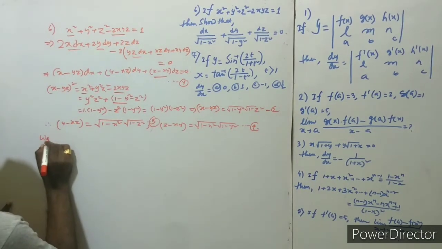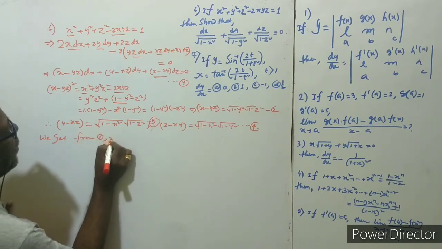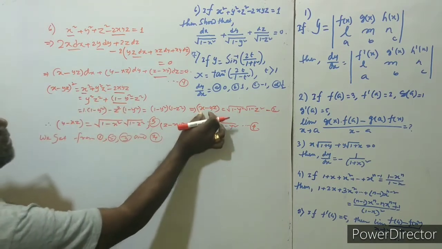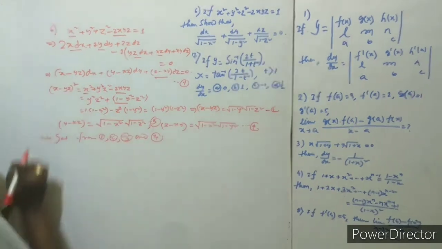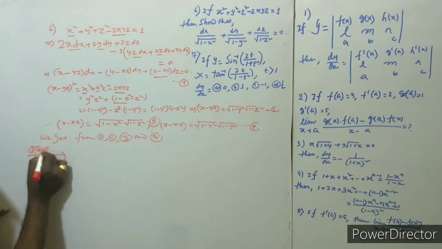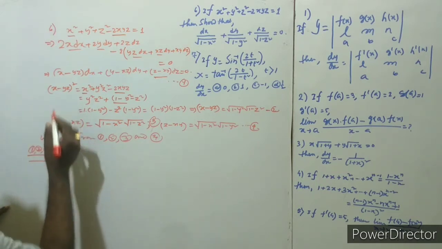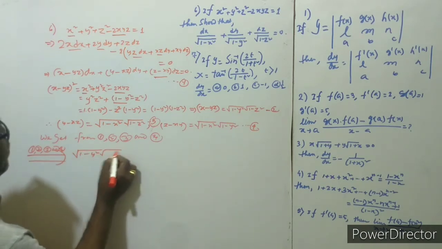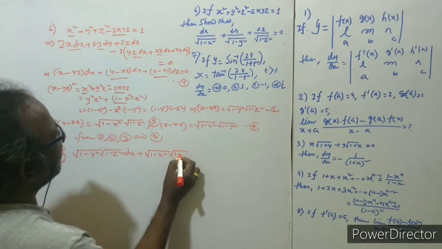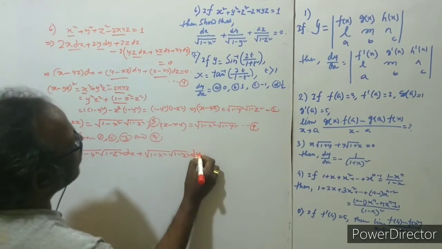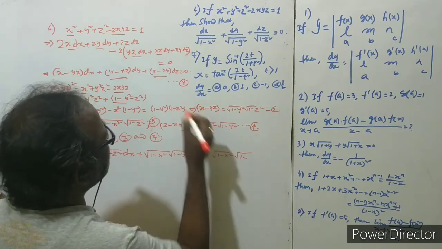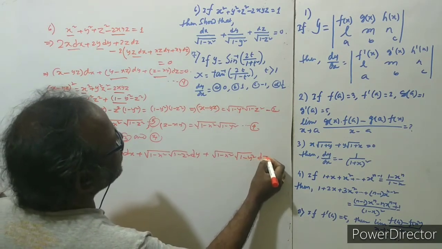So from 1, 2, 3, and 4, we substitute this in place of this in question number 1. Again, writing 1, 2, 3, and 4, we get root over 1 minus y square, root over 1 minus z square dx, and root over 1 minus x square, root over 1 minus z square dy, and root over 1 minus x square, root over 1 minus y square dz.